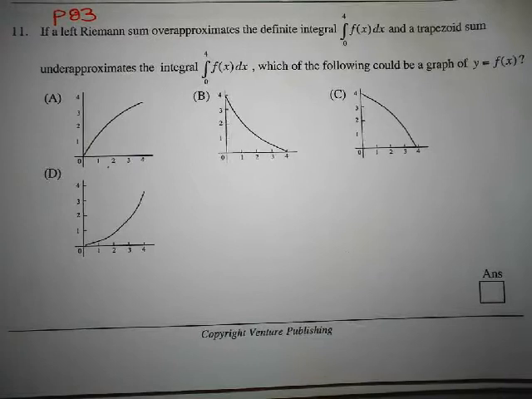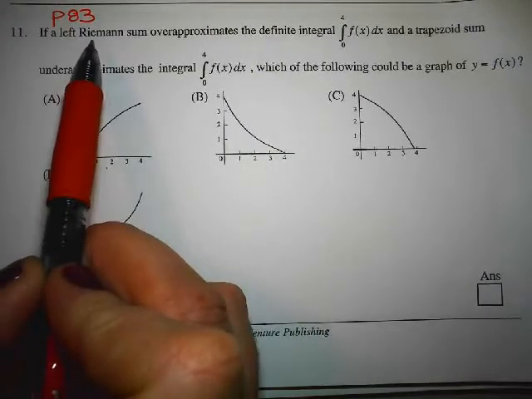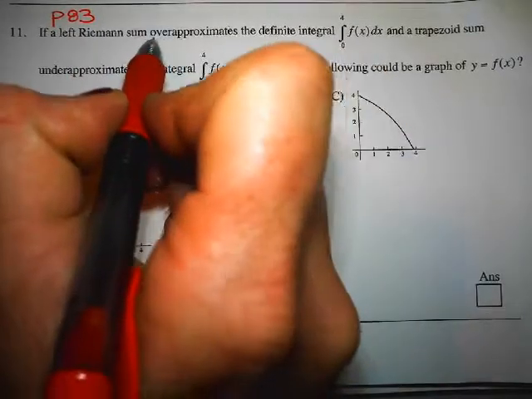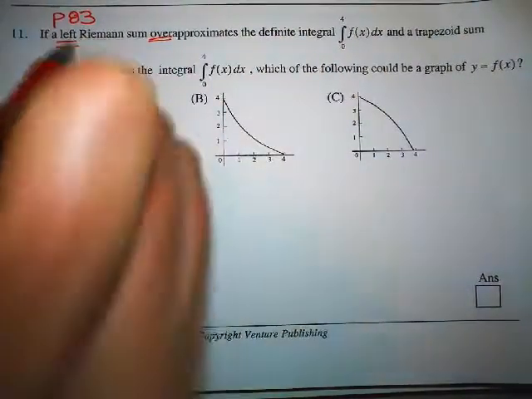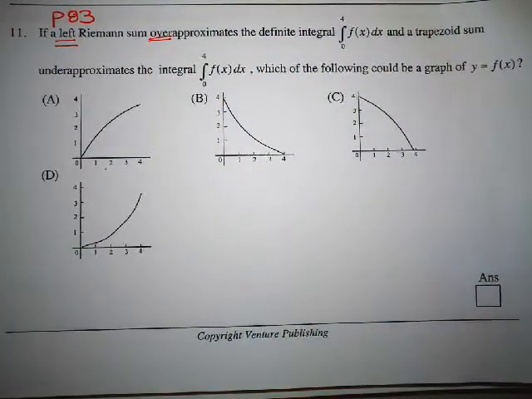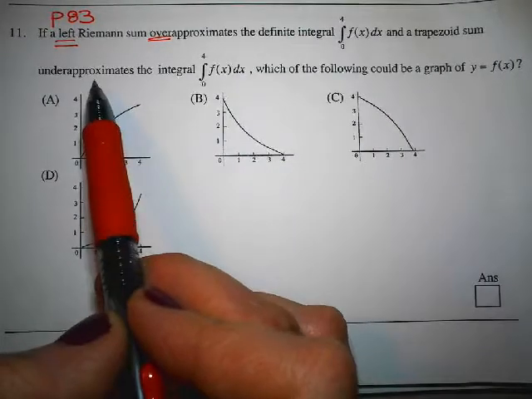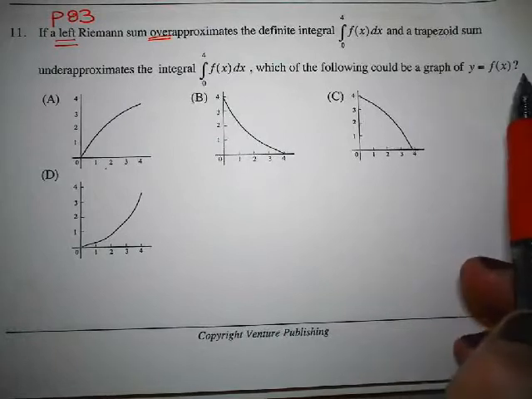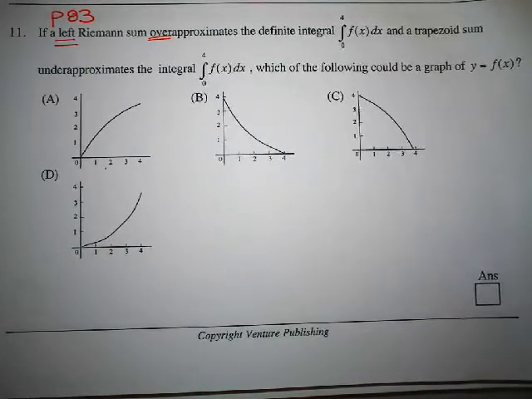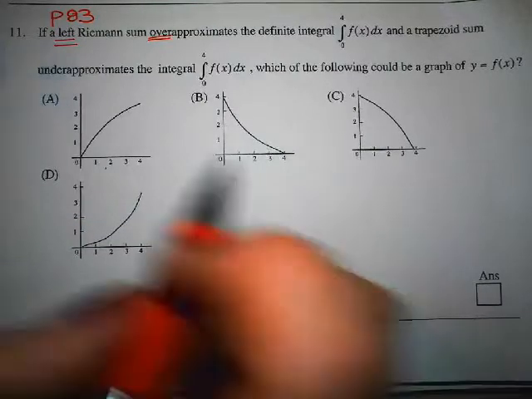Okay, the last one I'm going to look at is page 83, number 11. And it tells me that a left-hand Riemann sum over approximates the definite integral. And then it gives me information about a trapezoid sum underestimating. And it says, which of the following could be my graph of f of x? So the first thing I'm going to do is figure out what my left-hand Riemann sum looks like.